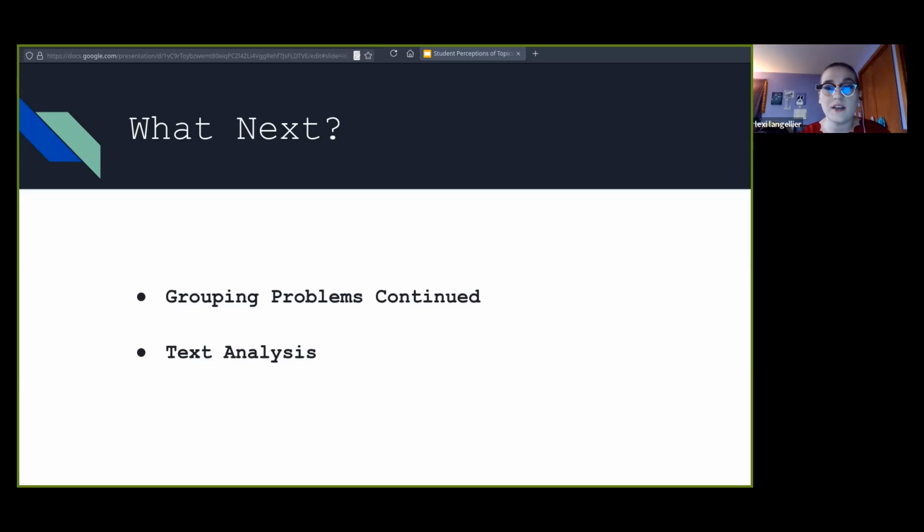And then beyond that, just repeating the study with future classes so we can get more data and see if the trends continue. And then the text analysis that was mentioned earlier. So we're going to be looking at how student language when talking about limits, derivatives, and integrals changes or stays the same on the spectrum of conceptual language and computational language. So to do that, we're going to be building a dictionary in R and then running the sentiment analysis to find these answers.